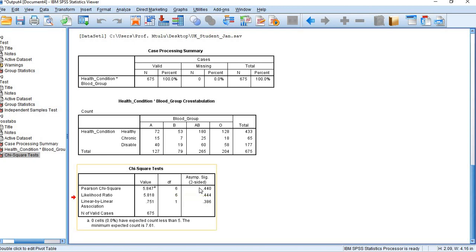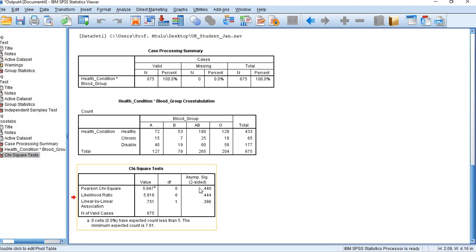So the interpretation is more or less the same. What you need to know is your null and alternative hypothesis. If it's less than 5%, or rather your alpha value, we reject the null hypothesis. And if it's greater than your alpha, that is 5% in this case, we fail to reject. And now you make your conclusion. That is the decision rule.